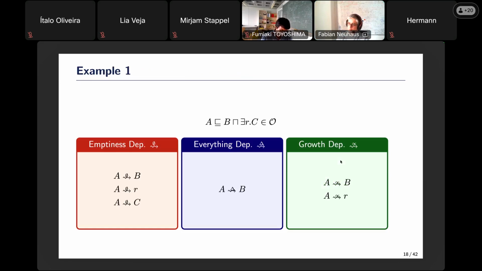So for example, if you have an axiom like A is a subclass of B and exists R.C in your ontology, then according to emptiness dependency, A depends on B, R, and C. According to everything dependency, A depends only on B, and nothing is entailed about dependency to R or C. And for growth dependency, we have the result that A depends on B and A depends on R. So the different definitions have really different properties.